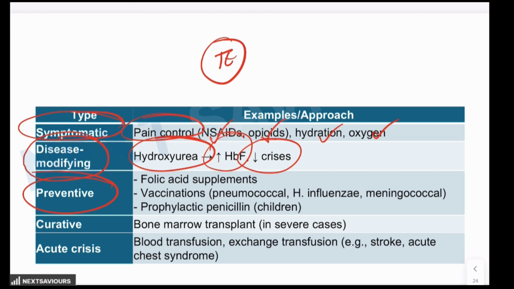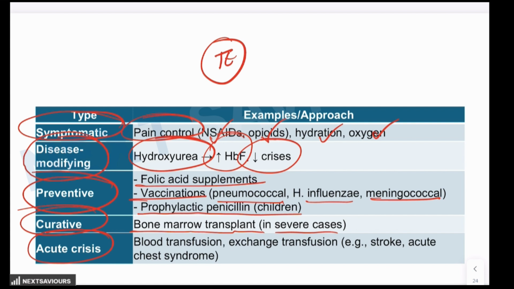What are the preventive methods? Folic acid supplementation, vaccination to prevent infections from pneumococci, Haemophilus influenzae, and meningococci, and along with that, prophylactic penicillin in the case of children. For cure, there has to be a bone marrow transplant in severe cases.